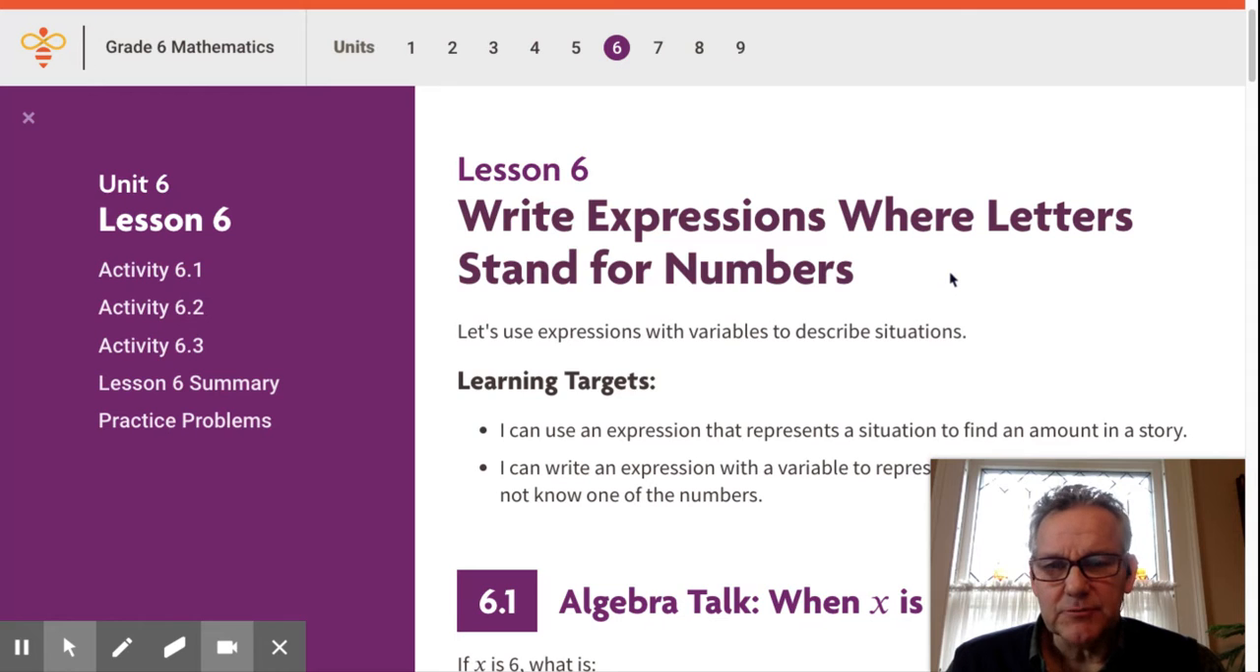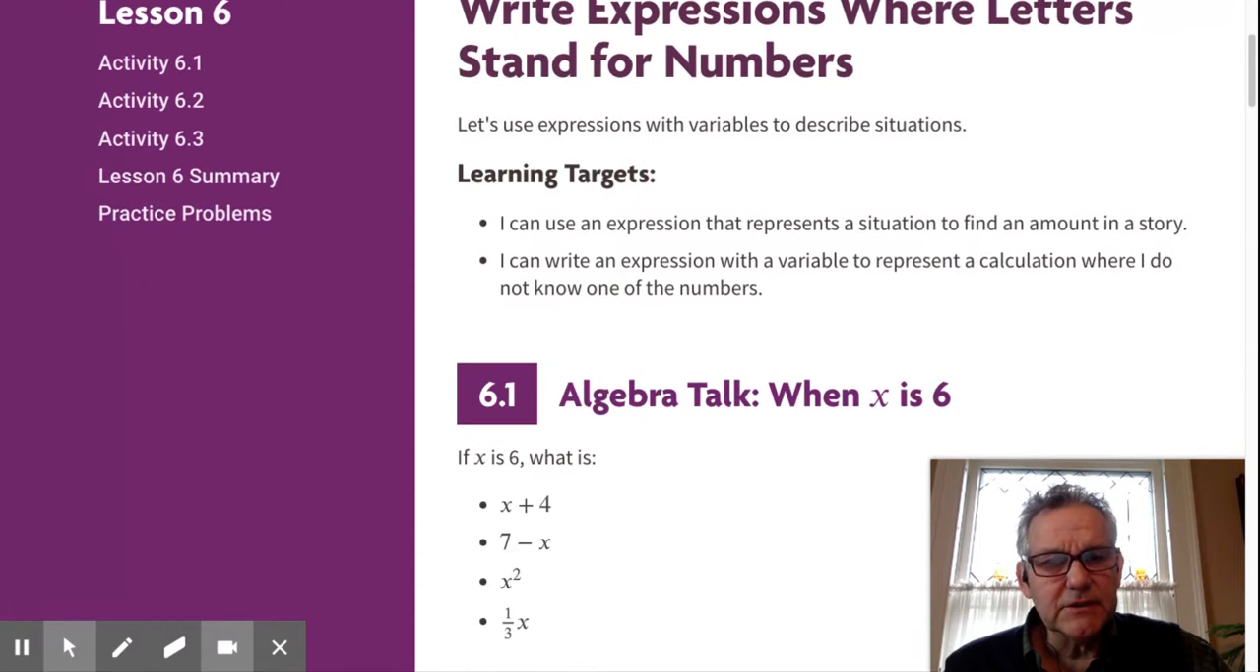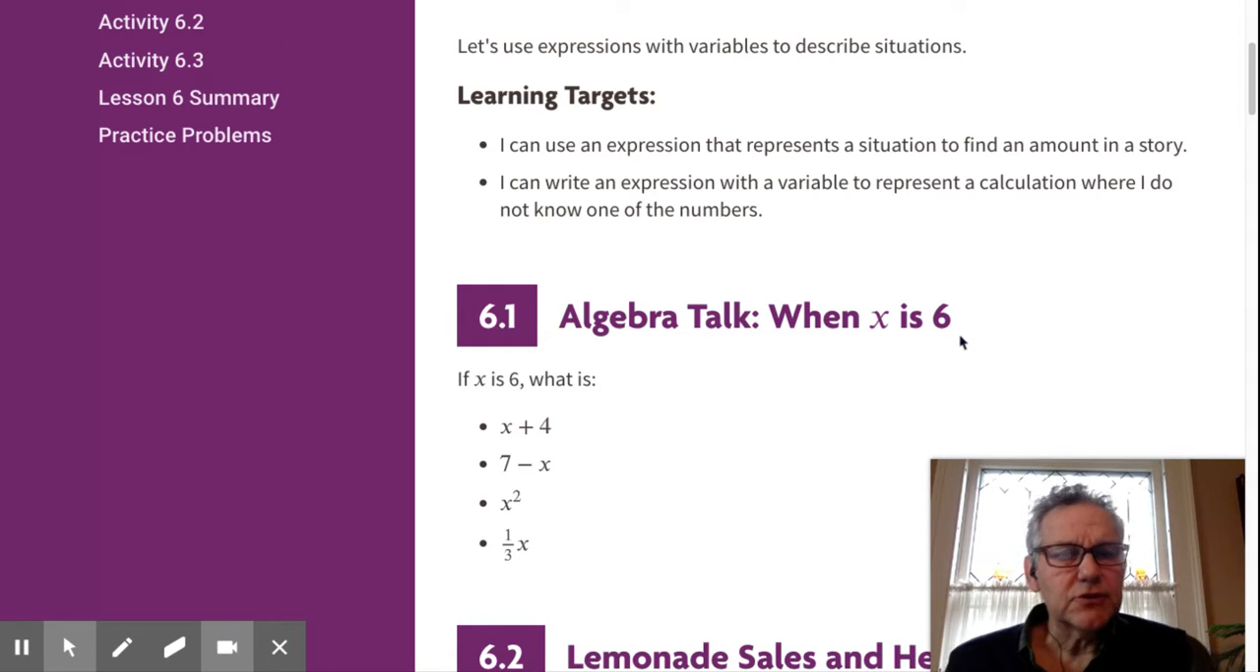We're going to use expressions with variables to describe certain situations. Our learning targets for today are: I can use an expression that represents a situation to find an amount in a story. I can write an expression with a variable to represent a calculation where I do not know one of the numbers. And we start today's lesson with an algebra talk.